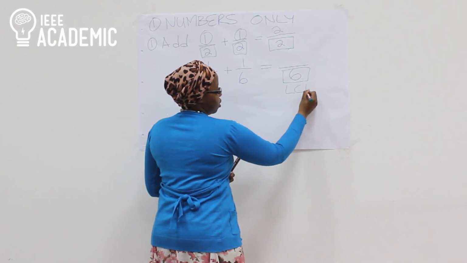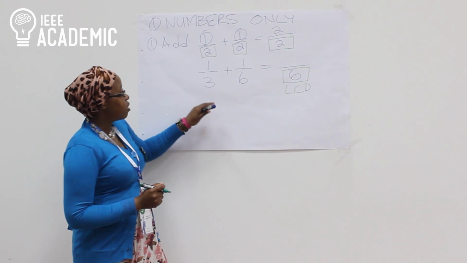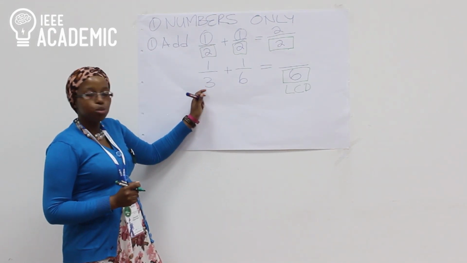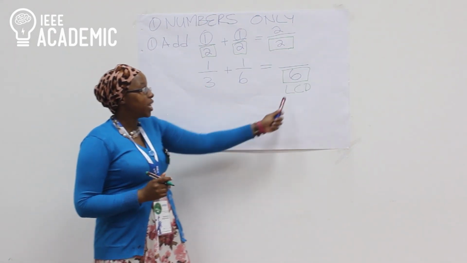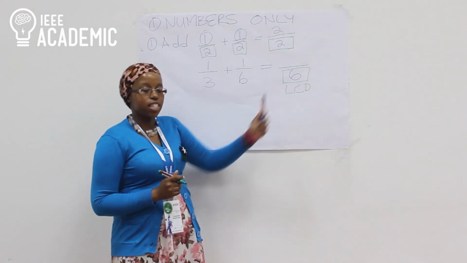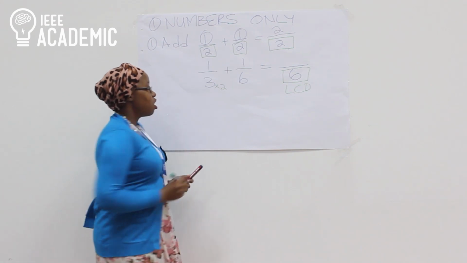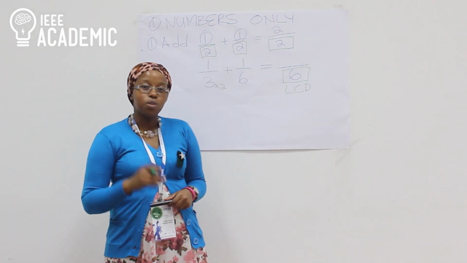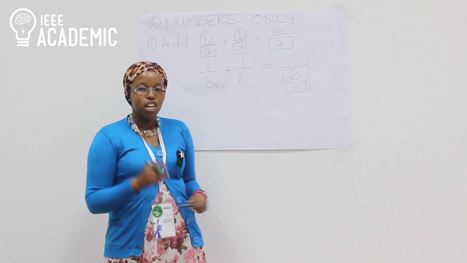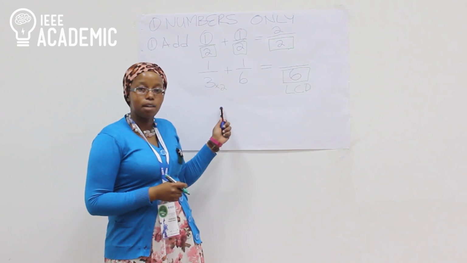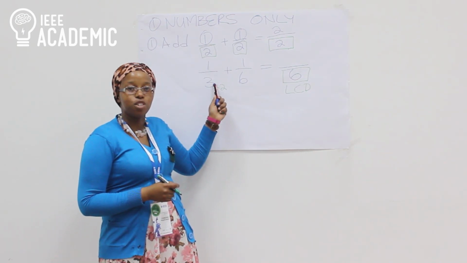Lowest common denominator. So now you ask yourself, what did I do to my first fraction to get a denominator of 6? I multiplied by 2. So the rule is, what you do at the bottom, you do to the top. So if I multiplied the denominator by 2, I have to multiply the numerator by 2.